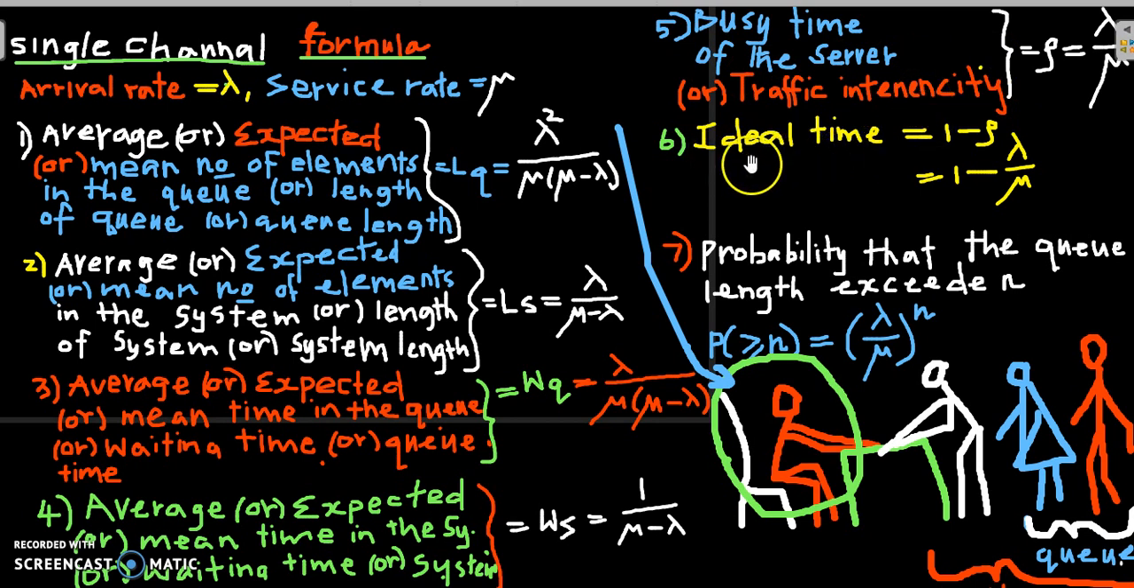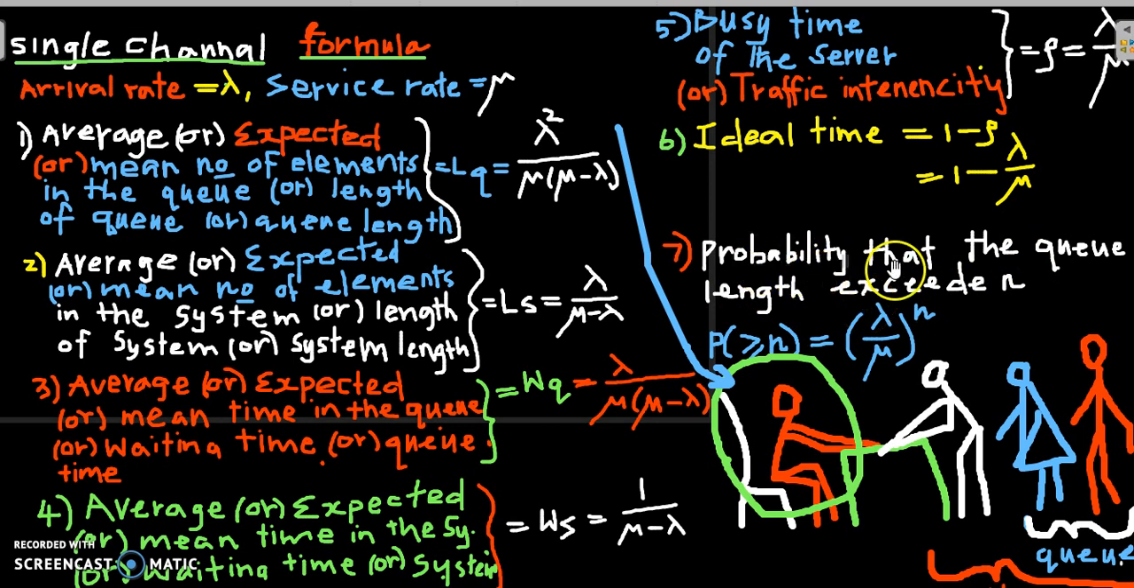Idle time means the time in which the server is not working. So definitely idle time would be equal to 1 minus rho, where rho is the busy time. So 1 minus lambda by mu. Sometimes this formula is also very important.